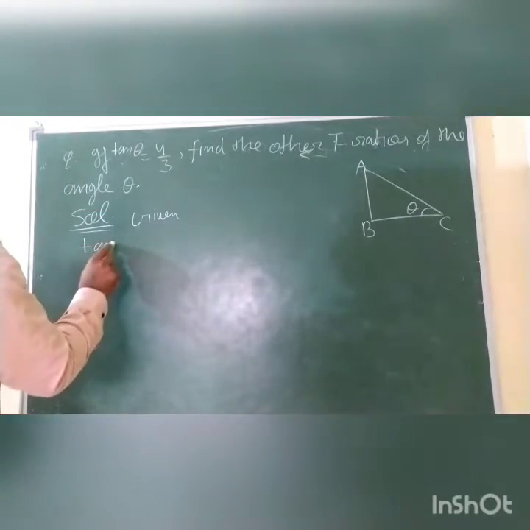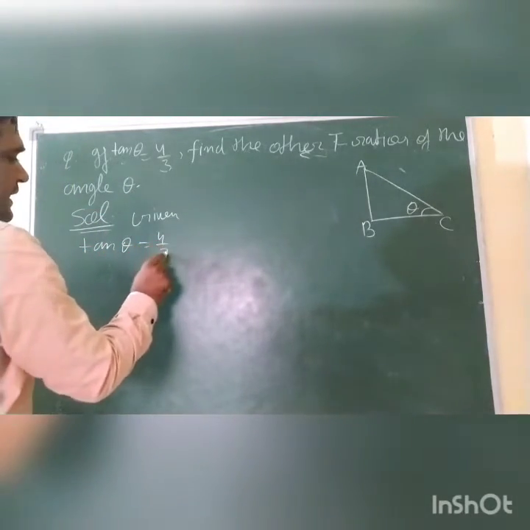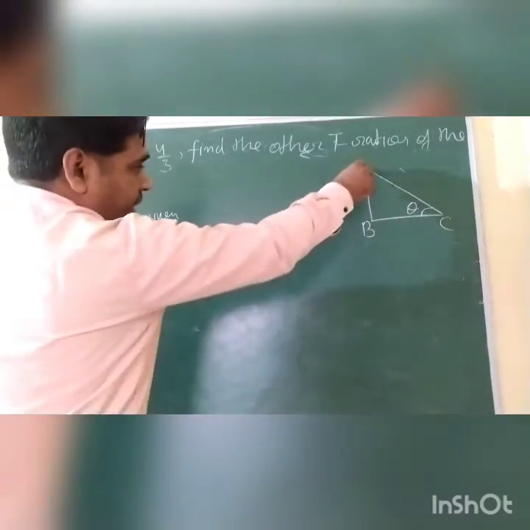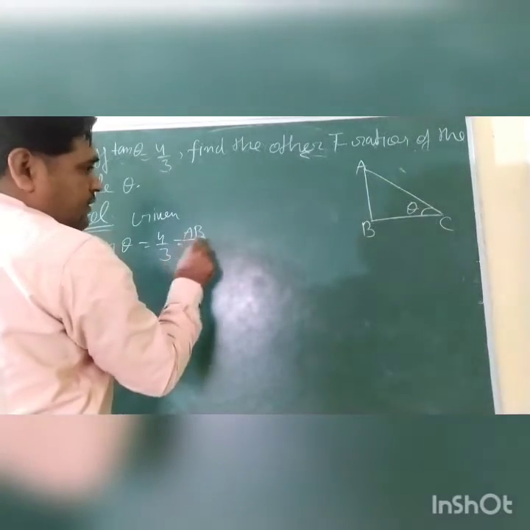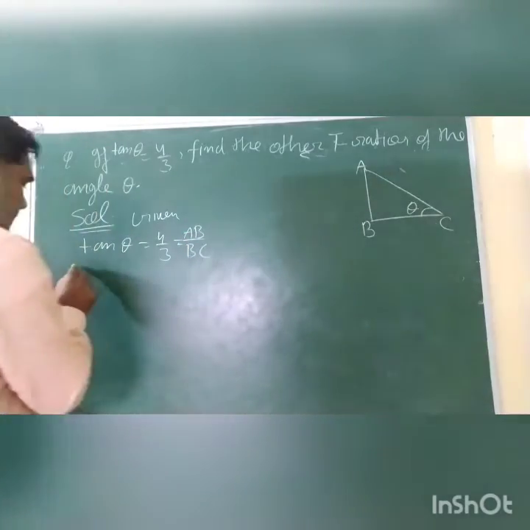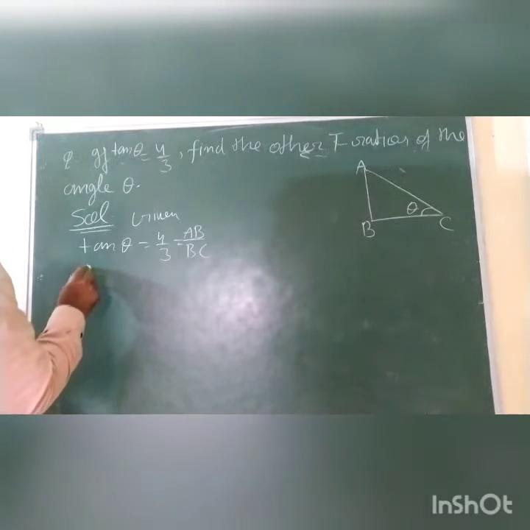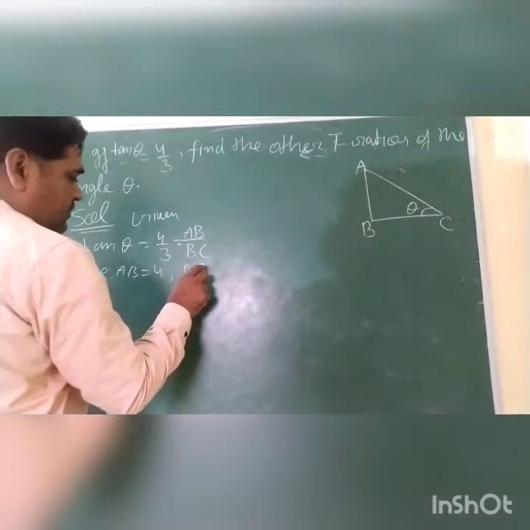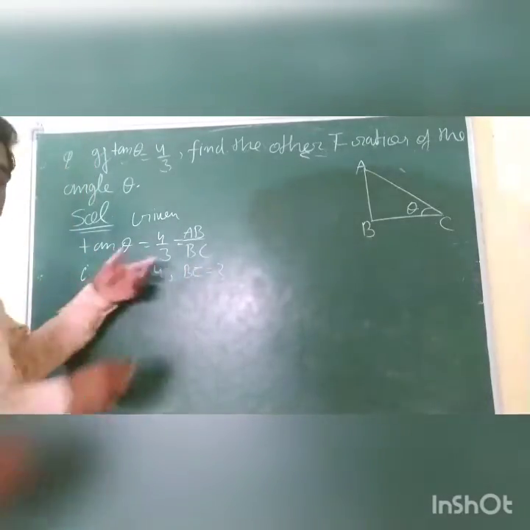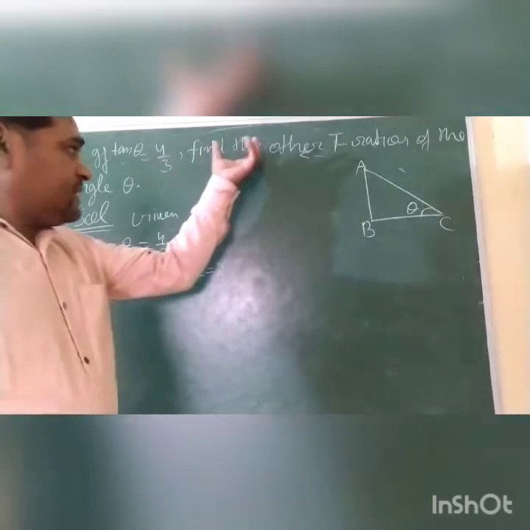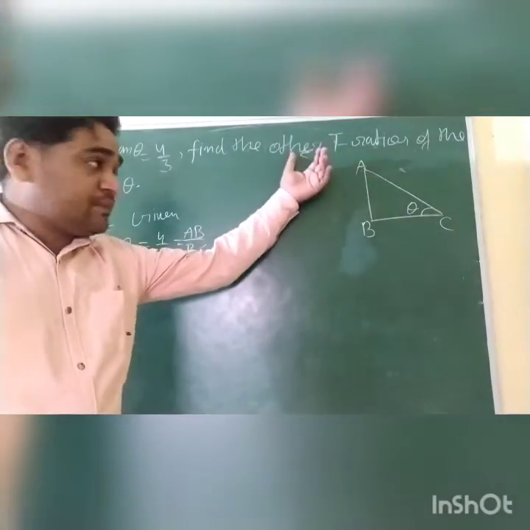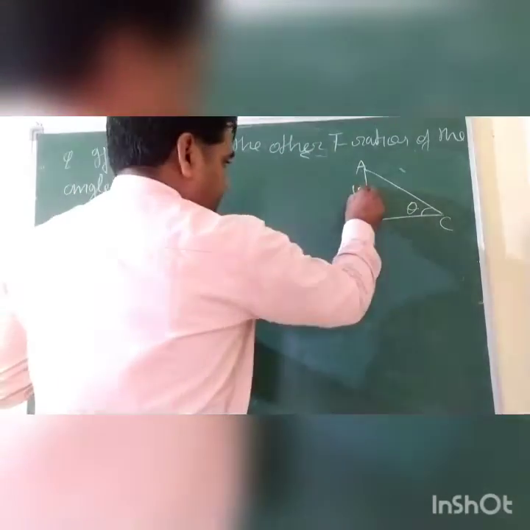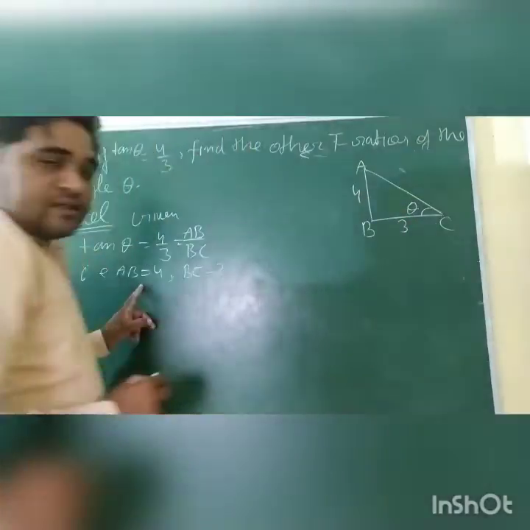Given tan theta equal to 4 by 3, that means perpendicular by base, AB by BC. So AB equals 4 and BC equals 3, by the definitions of trigonometric ratios. So AB is 4 units and BC equals 3 units.